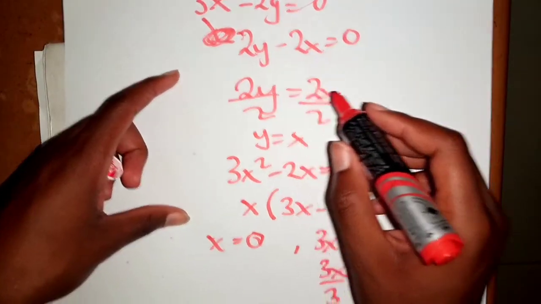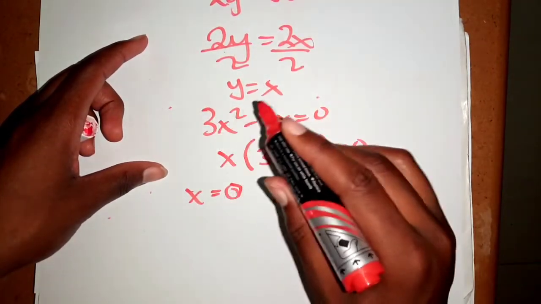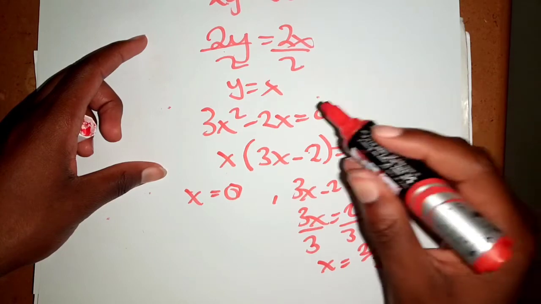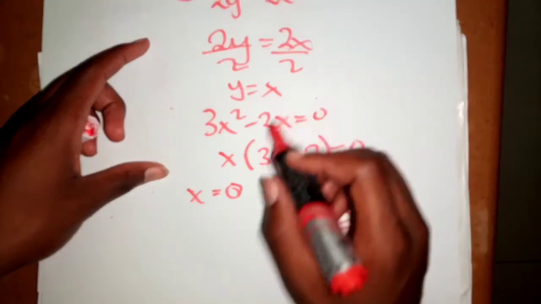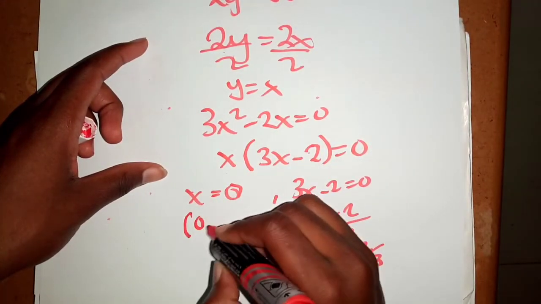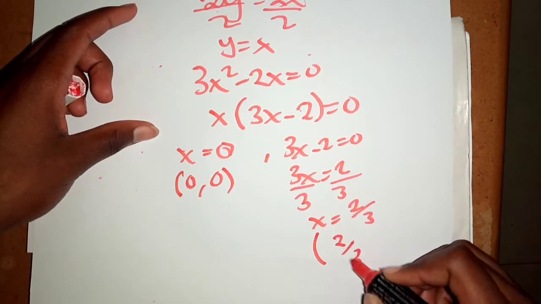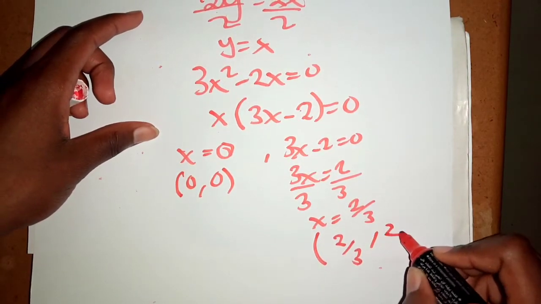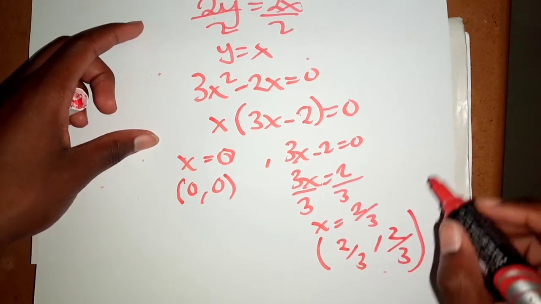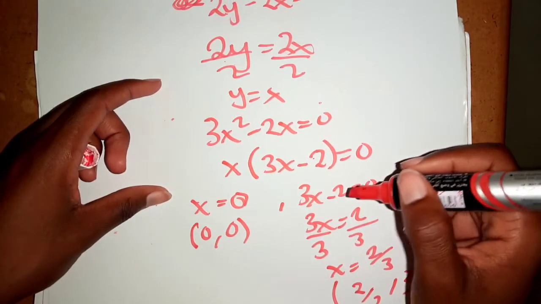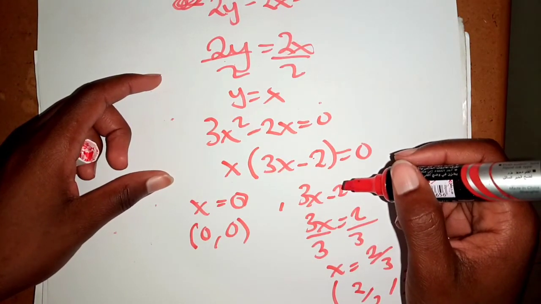Now when you plug it in there, you're going to find that where x is 2 over 3, y will also be 2 over 3, because y is equal to x. So the first point we have is 0, 0. Then the other point that we have is 2 over 3, 2 over 3. And so these are the 2 points. We just have to determine whether they are maximum or minimum.